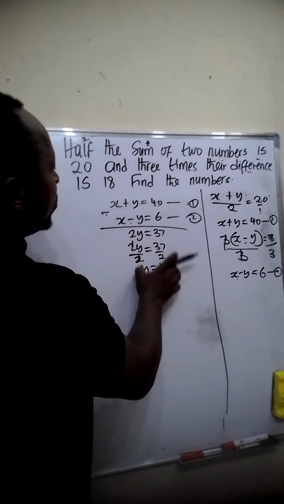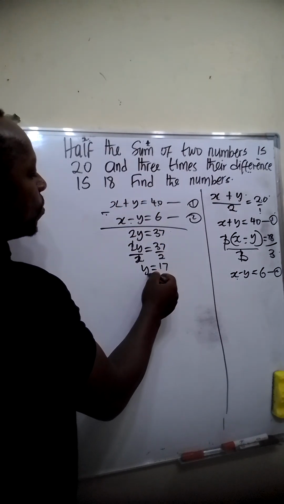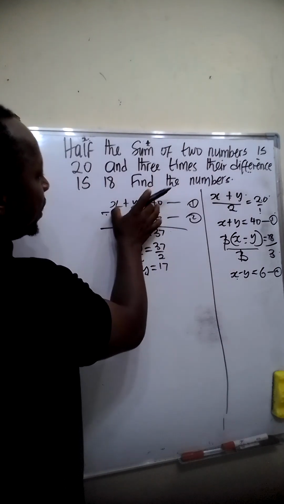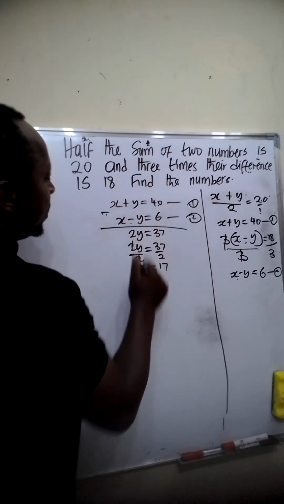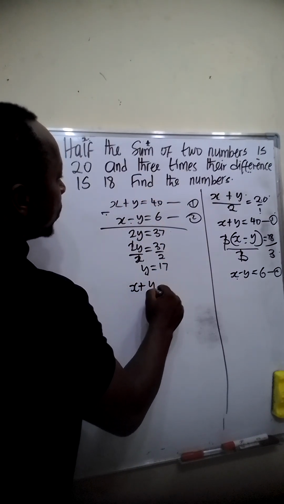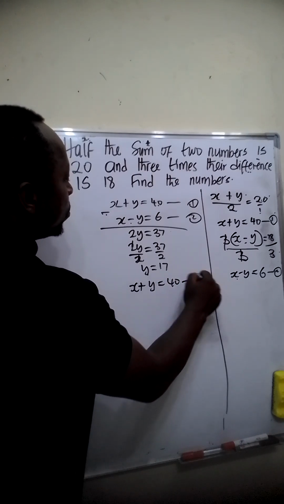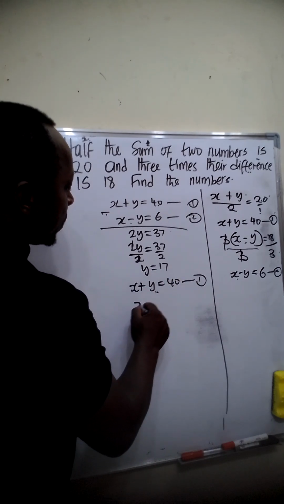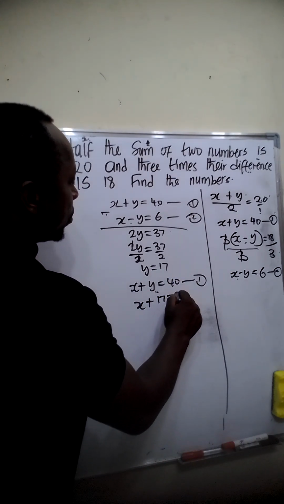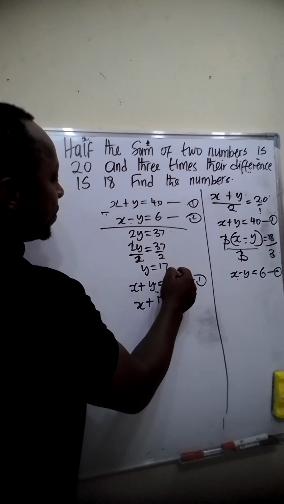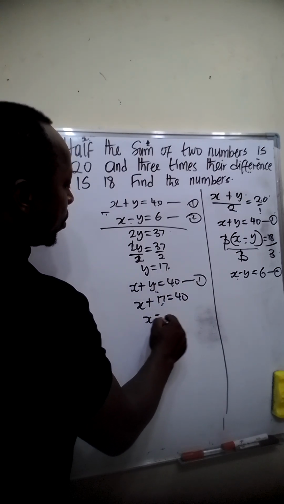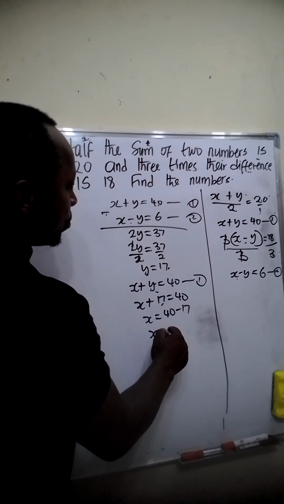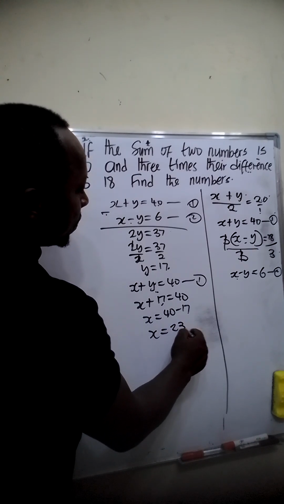Now we can get the value of x by substituting y in any of the equations. Let's substitute y in equation 1. Our equation 1 is x plus y equal to 40. We can substitute the value of y in this equation. So this will become x plus 17 equal to 40. Our y is 17, so x will be equal to 40 minus 17 if we transpose. So x will be equal to 23.